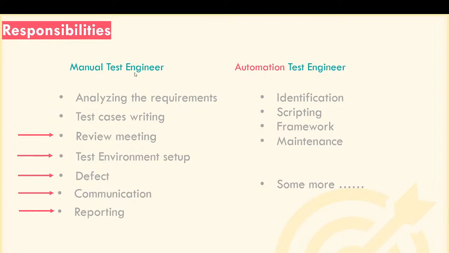Manual test engineers and automation test engineers have to always be in sync, and their communication, idea sharing, and knowledge sharing are also important. Both have to do reporting, but the reporting here is automated, while here it is manual.